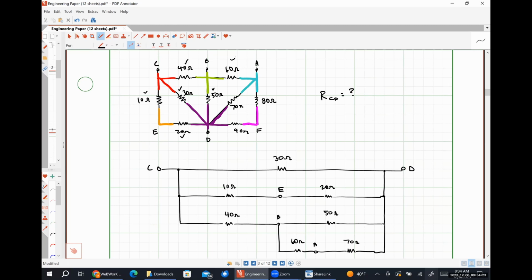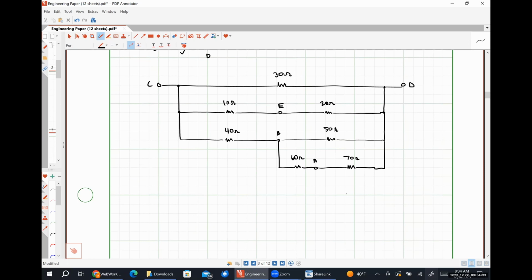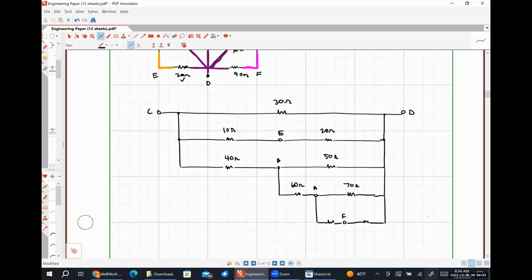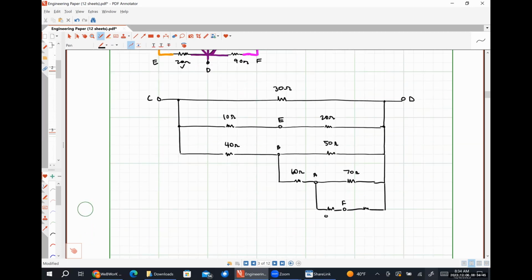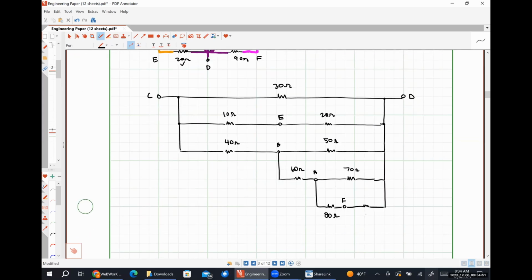So we took care of this guy and this guy. But now I can see that there's also a path that leads me from A to D that isn't the 70 ohm resistor, and that goes through F. So I'm going to put F down here. I go from A to F, and then from F to D like so. So A to F is the 80 ohm resistor, and F to D is the 90 ohm resistor.